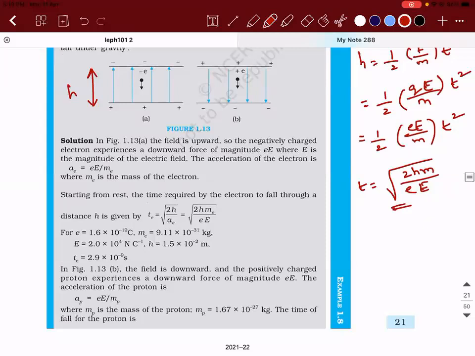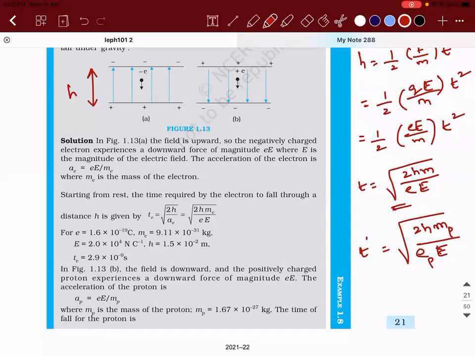If I call this T dash, that is root of 2h into mass of proton divided by the charge of proton into electric field. But the charge of proton and electron are the same. Which one is heavier? So proton is heavier. So who will take more amount of time to reach the opposite end? It is a proton that is going to take more amount of time. Is it clear?